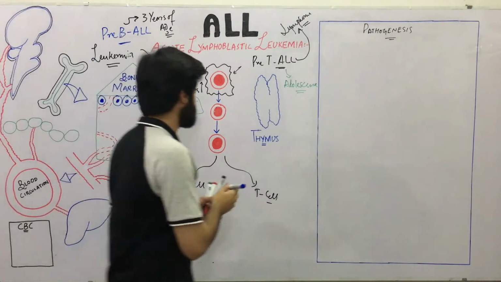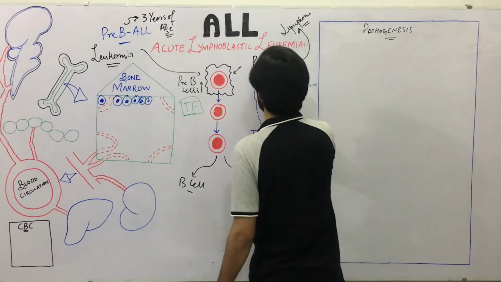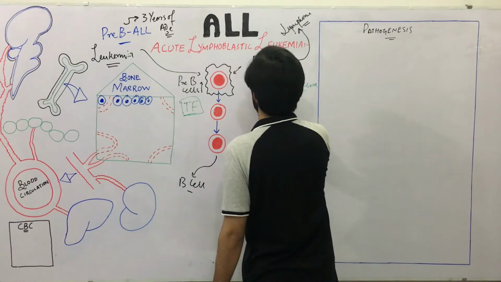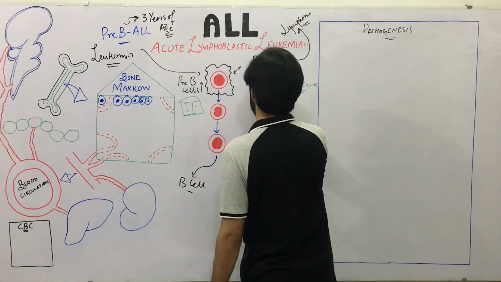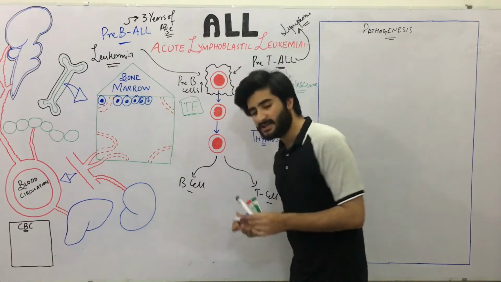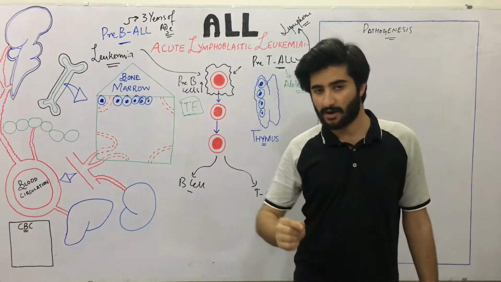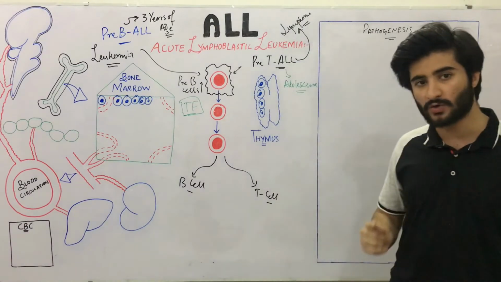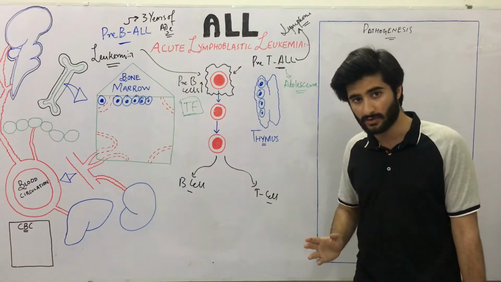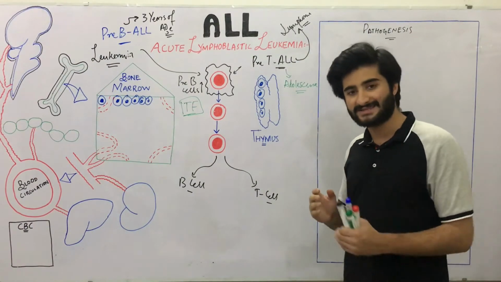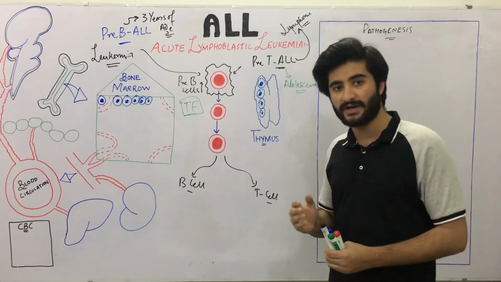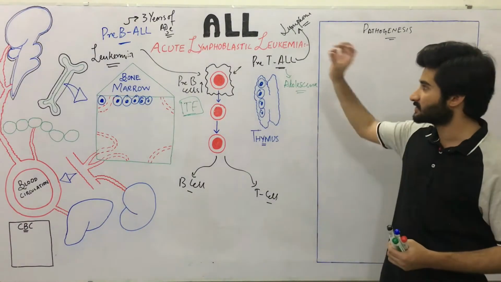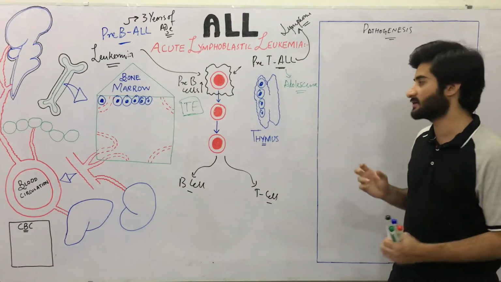Whereas precursor T cells are dumping into the thymus. But do you think that this single mutation can lead to a full-blown cancer? No. Fewer than 10 mutations are required to develop a full-blown acute lymphoblastic leukemia or lymphoma.